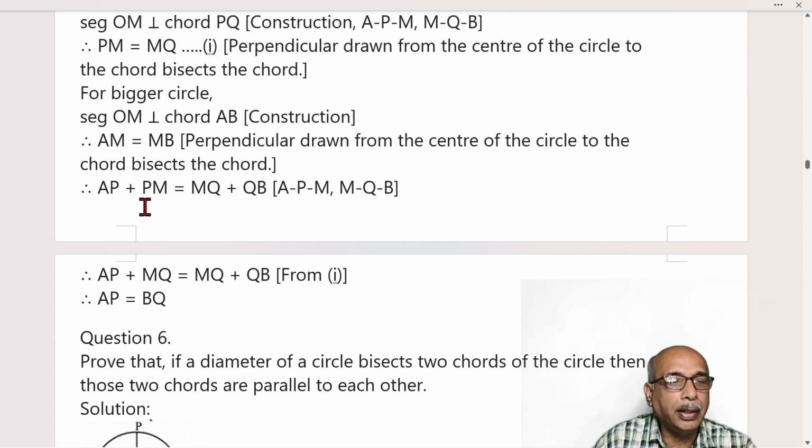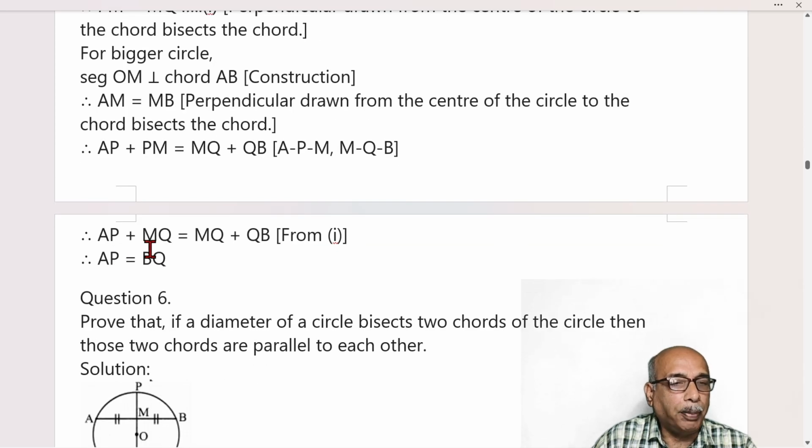Therefore, AP plus PM equals MQ plus QB, as the points are collinear here. So AP plus MQ equals MQ plus QB. Why? Because PM and MQ are the same from 1. So this gets cancelled. What is left? AP equals BQ. Very clear?